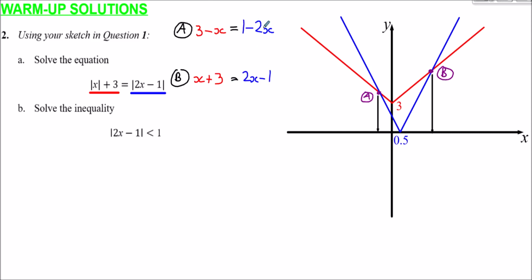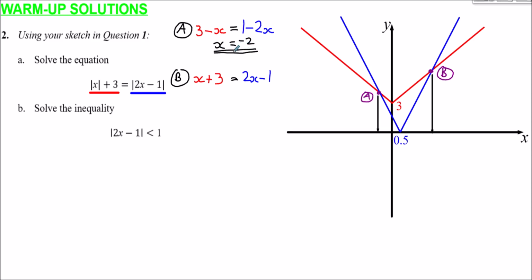From the first one, if I add 2x to both sides and then subtract 3 from both sides, adding 2x to both sides gives me an x over here, and then 1 minus 3 would give minus 2. So one solution here is that x equals negative 2.